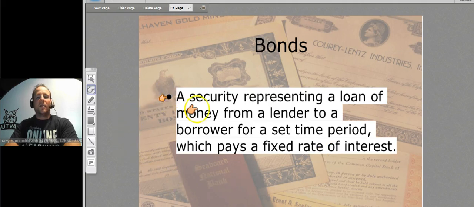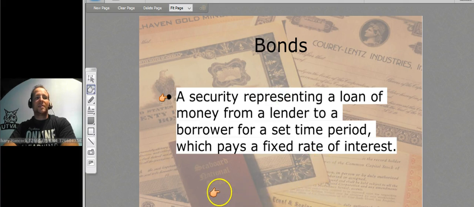Okay, so the next thing we've talked about stocks, now we're going to talk about bonds. A bond is a security representing a loan, money from lenders to a borrower for a set period of time, which pays a fixed rate of interest. So for example, the United States sends out bonds so that they can get money, and they pay interest on that bond for a set period of time, okay? And they know exactly what they're going to get when they buy the bonds.